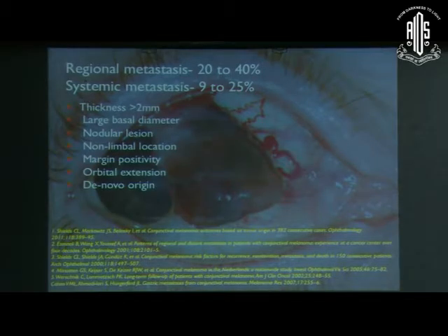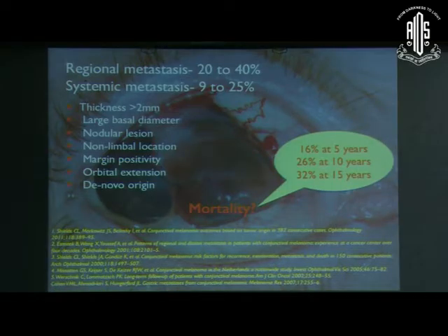There are certain clinical features which help you know whether this patient has high risk for systemic metastasis: thickness of more than 2 millimeters, large basal diameter, nodularity, non-limbal location, margin positivity if you have excised it, orbital extension, and de novo origin. Mortality at 15 years is 32%, as reported for conjunctival melanoma. So I just want to sensitize you. If you find a fleshy lesion in the conjunctiva, the protocol-based management has to be followed because this patient can die after 5 or 10 years.